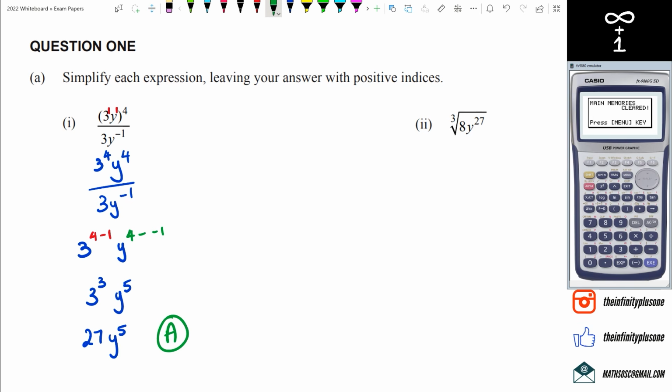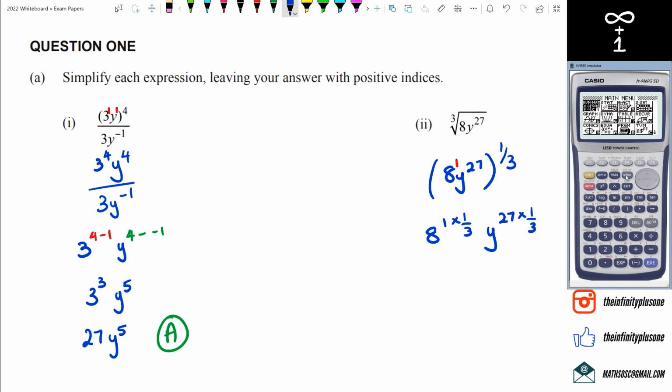And then we're going to look at the second question here. With the second question, we've got to get rid of that square root symbol. So we can rewrite this as 8y^27 to the power of 1/3. If you remember, when you have a square root, it's to the power of a half. So in this case, we're going to put it as 1/3. And remember that 8 has a power of 1. So we're going to get 8 to the power of 1 times 1/3 and y to the power of 27 times 1/3.